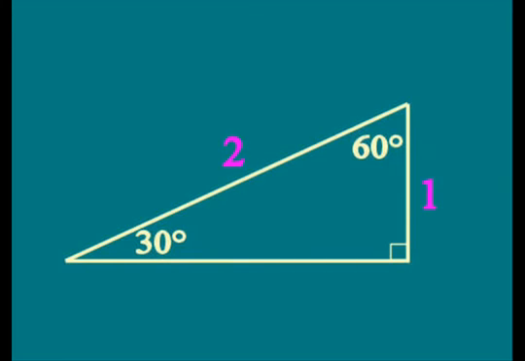How do we find the other side? Of course, the Pythagorean theorem. Square root of 2 squared minus 1 squared is the square root of 3. Now we are ready to find the sine and cosines of some angles.